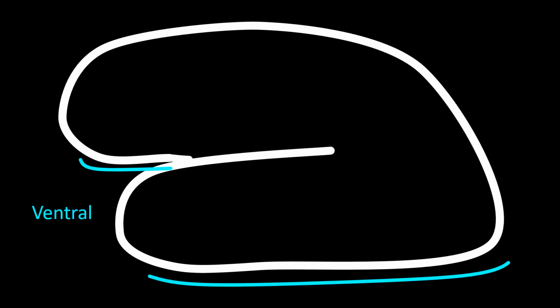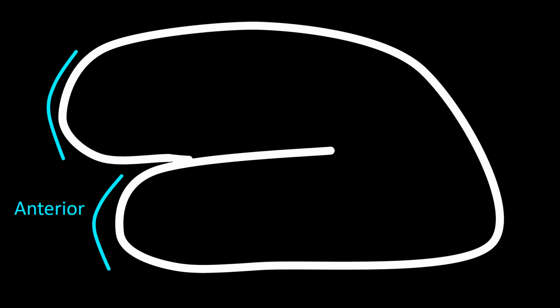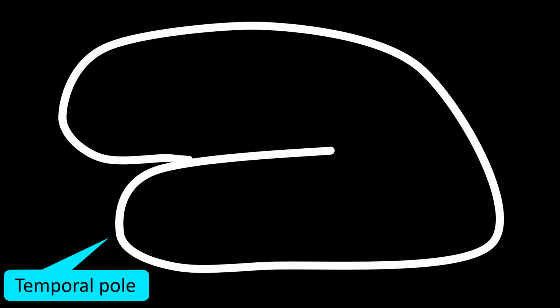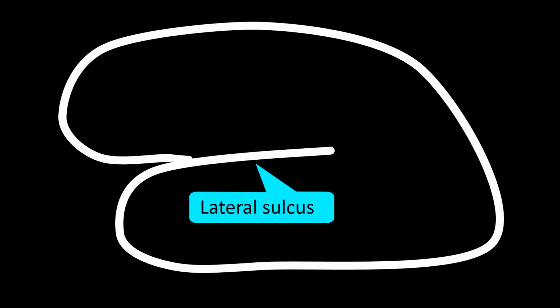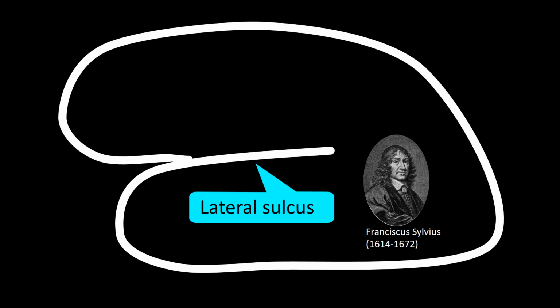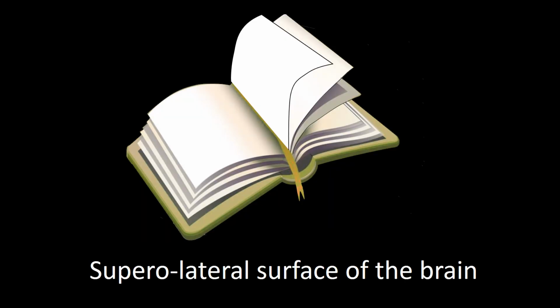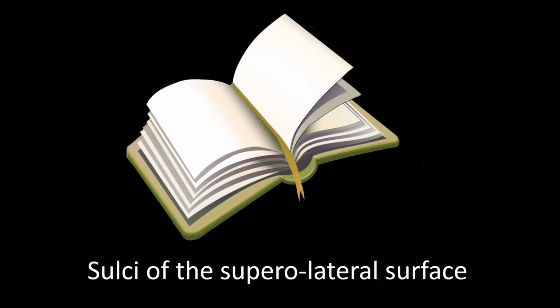The aqua line I have just introduced indicates the dorsal surface of the brain. The two lines correspond to the ventral surfaces, the anterior surface and now the posterior surface. I am now indicating the frontal pole, the temporal pole, the parietal edge, and the occipital pole. This is the lateral sulcus, named after Franciscus Sylvius. So we have drawn the superolateral surface of the brain and will proceed to label the sulci.